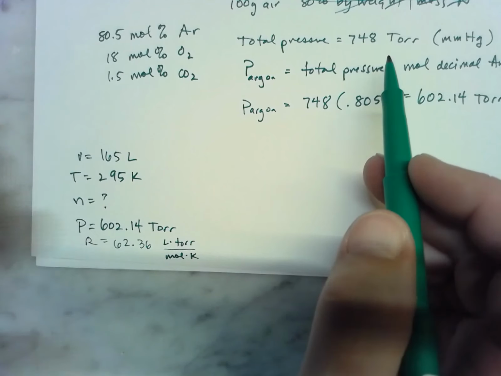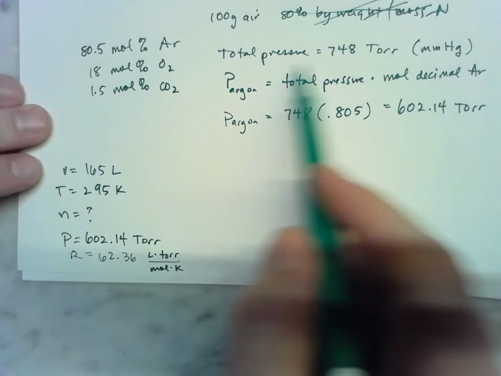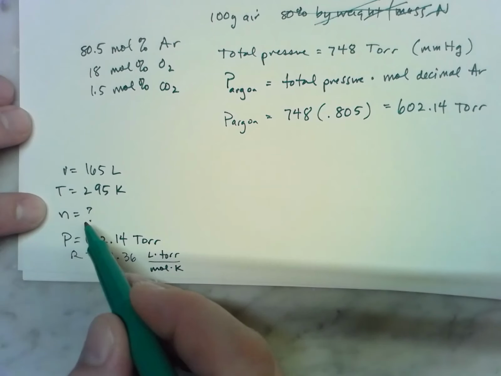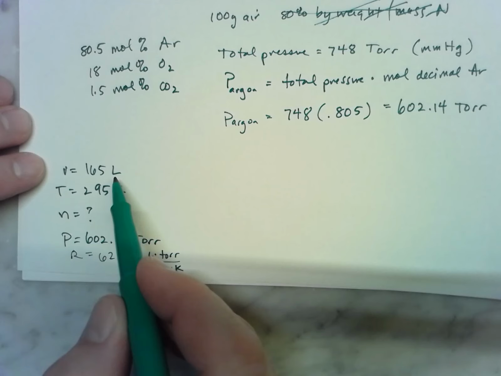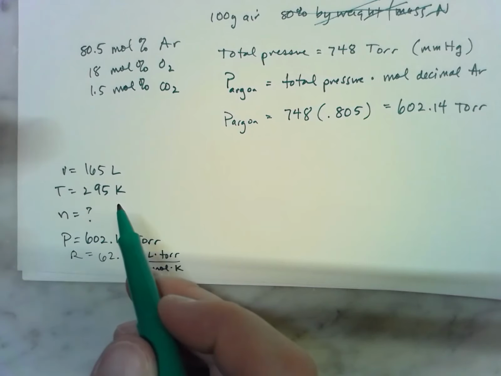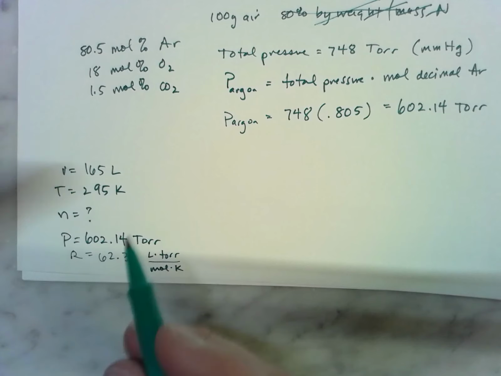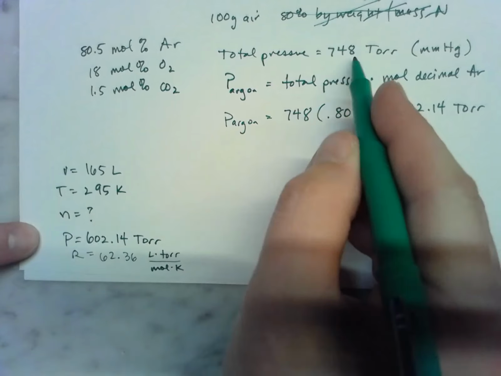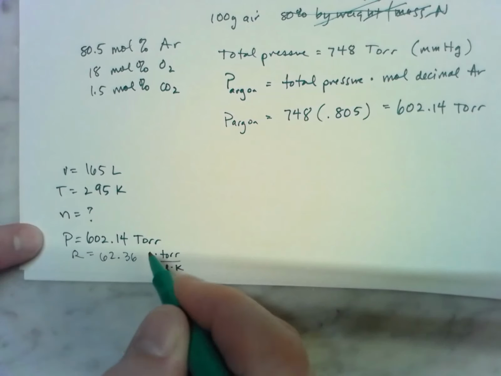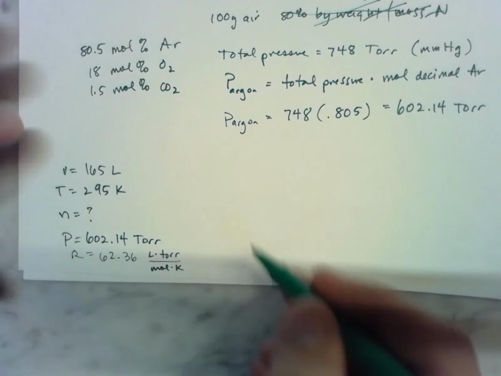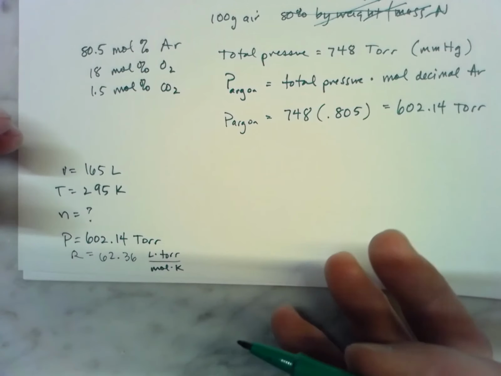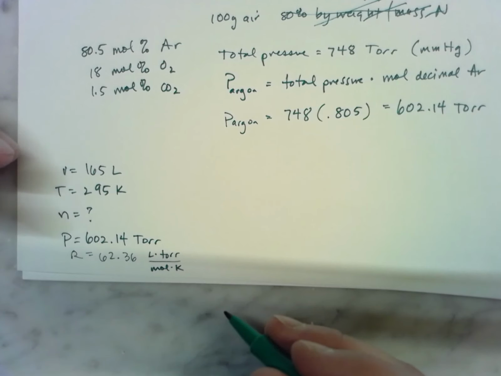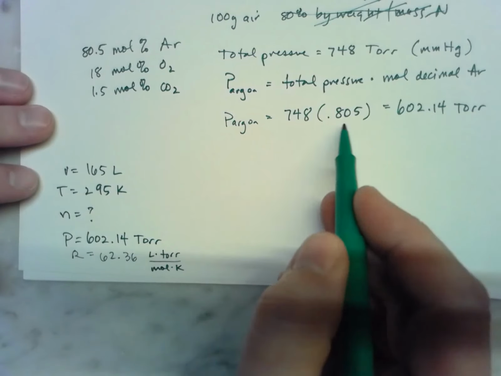Okay, because if we had used 748 for our pressure, we would be solving for the total number of moles in that 165 liter container. That's not what we want here. We want the number of moles of argon. So what we could have done is use 748 and then know that 80.5% of that was argon. We could have solved this whole deal, got the total number of moles, and then multiplied that by 0.805. Okay? We would just be repeating the math that we did right here.